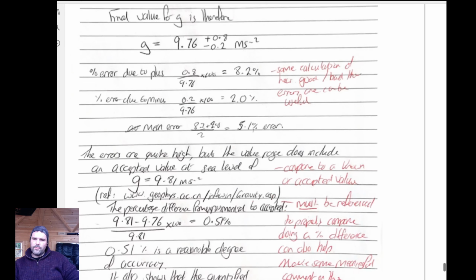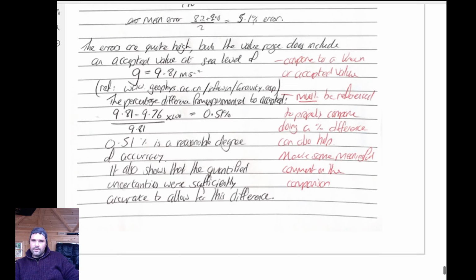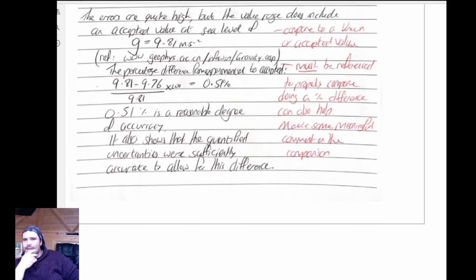So to finish off, what we've done is a bit of a comment. Literally, it's just this last section. So if I just scroll, that is it. That's the comparison. It's tiny. It's just a case of doing a bit of a comment on what the difference is to an accepted value. Okay, so we've got 9.81 to compare to.